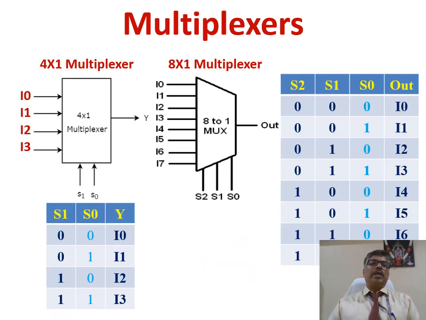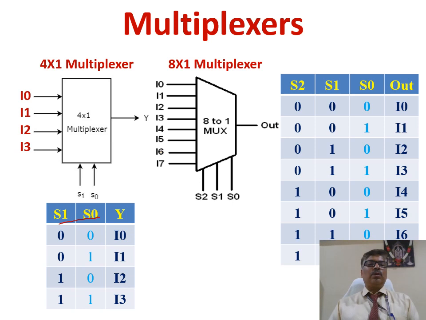Now let us go for the higher ones: the 4 by 1 multiplexer and the 8 by 1 multiplexer. For the 4 by 1 multiplexer, 2 power 2 is 4, so we require 2 selection lines. For 8 inputs, 2 power 3, we require 3 selection lines. Based on your selection lines S1 and S0, the output Y selects one of the inputs.